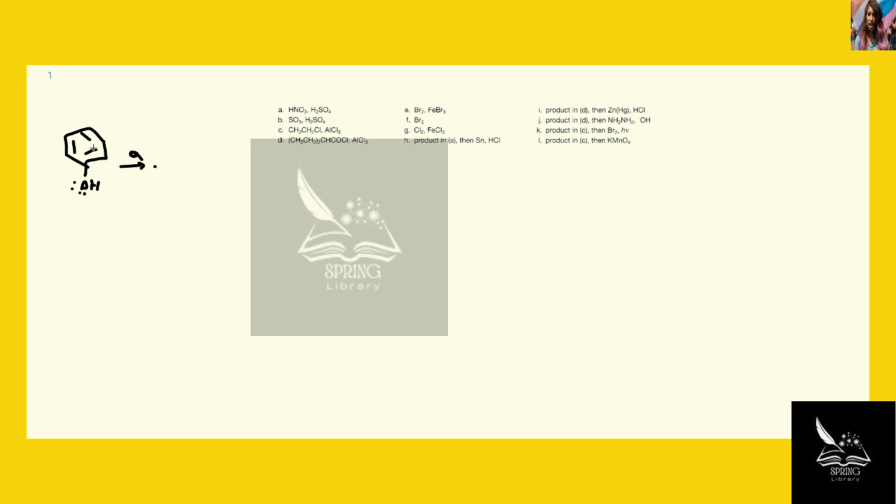We know that electron donating groups direct ortho and para on our benzene ring. So for every one of these reagents, most of these products will have two isomers, one being the ortho isomer and one being the para isomer.